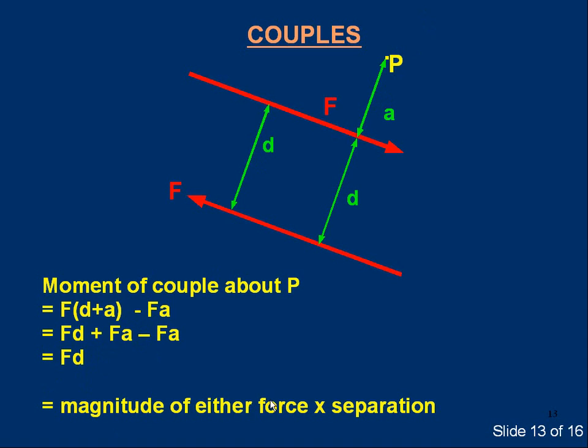And that is the magnitude of either force times the separation between the lines of action. And if you want, you can prove for yourself that even if you pick a point in between the two forces, this is still true. You could pick a point 1,000,000 light years away, and the moment of the force about that point would be F times d, the force times the separation.